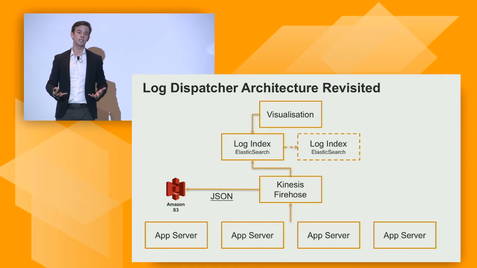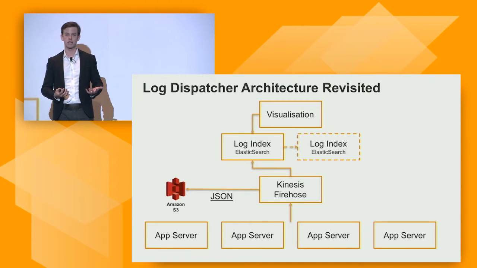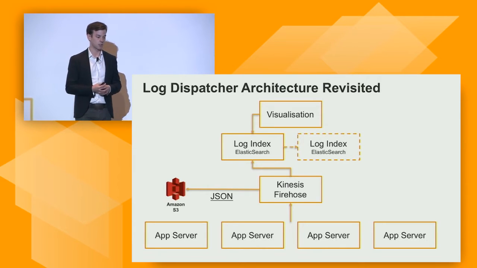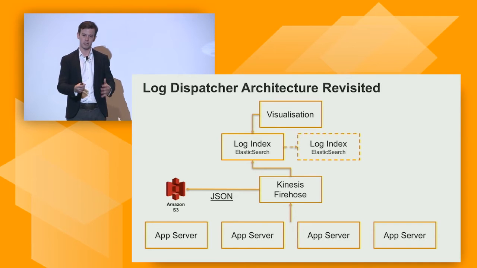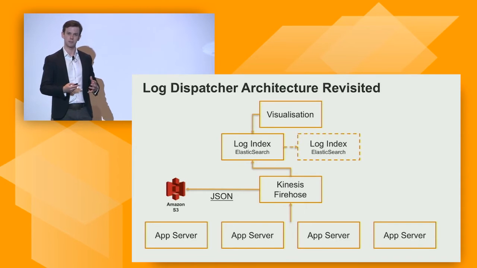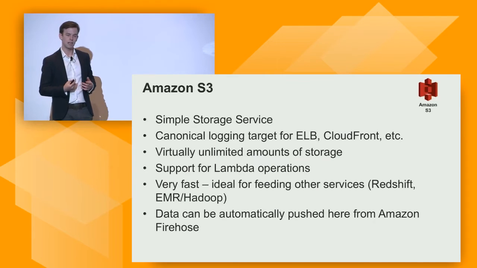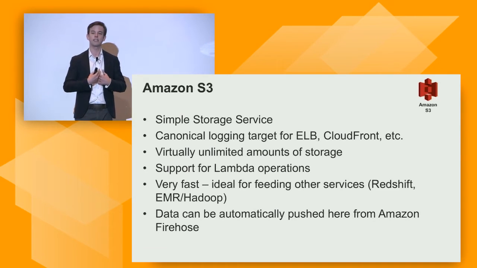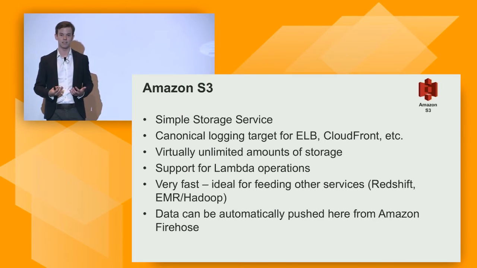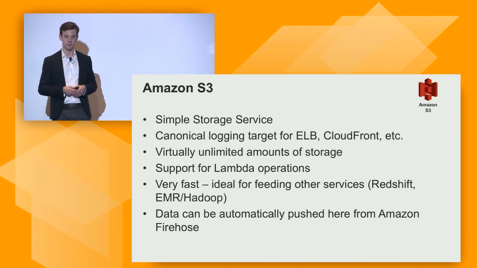So on your instances, you may have a dispatcher, Logstash forwarder, or an agent which sends those logs off, but they need somewhere to live. So in this architecture, I've talked about the app server sending to Kinesis Firehose. But at that point, the logs still need somewhere to be staged. S3 is the Simple Storage Service from Amazon. It scales to virtually unlimited amounts of storage very easily, and you only pay for the storage you use.